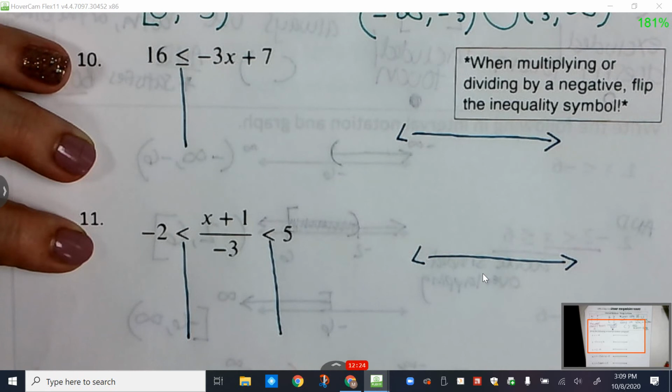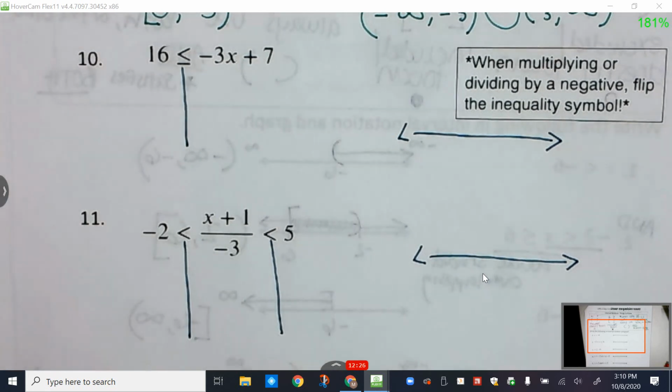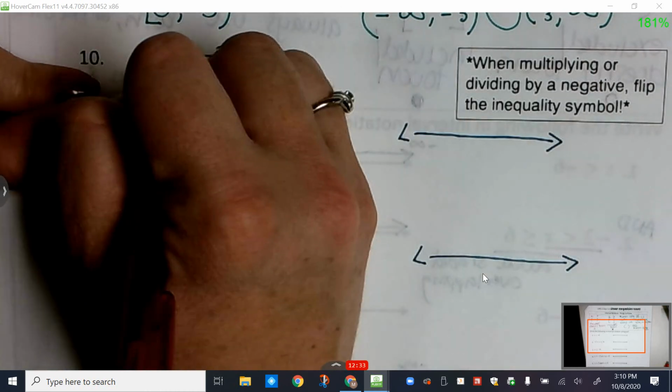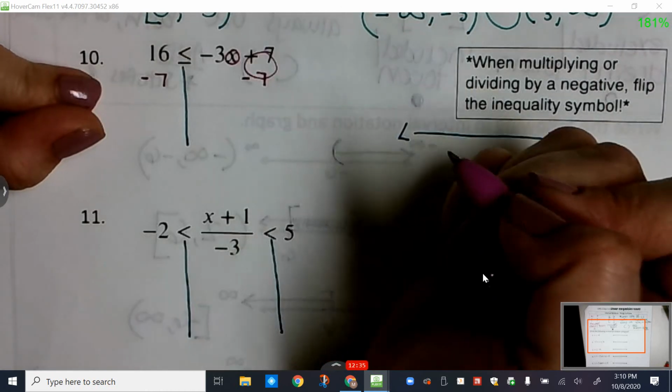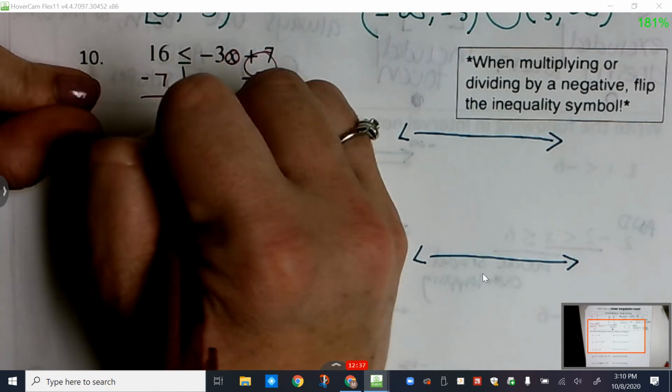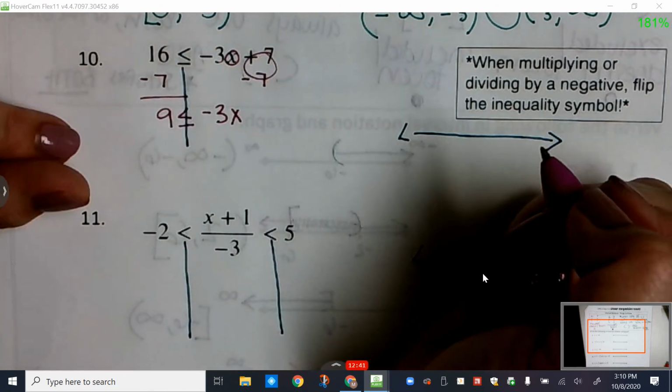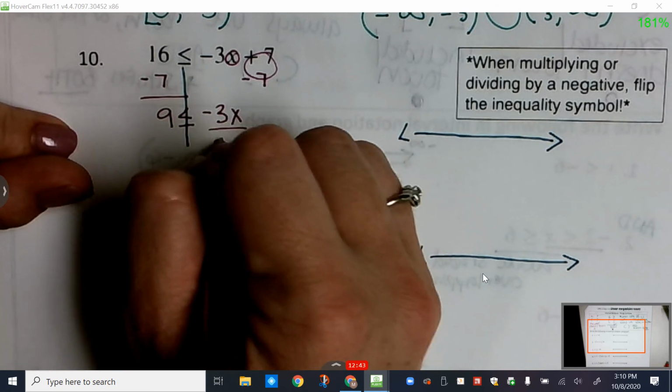Okay, so knowing that, let's solve. I'm trying to get x by itself. We've been doing this a lot, so this should not be hard. 7 minus 7 is 0, and I get 9 is less than or equal to negative 3x. Now I need to get x by itself, so I'm going to divide both sides by negative 3.